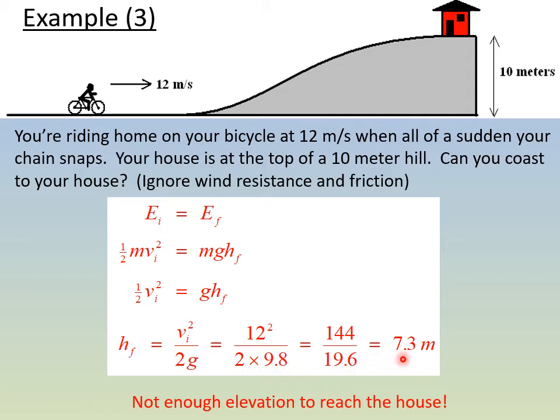So the answer here is 7.3 meters. What that means is at this speed, you only have enough speed to coast up to right about here, at 7.3 meters above the ground. Notice the house, remember, is 10 meters above the ground, so therefore you did not make it to the house. You would have to be going faster to coast all the way up the hill.